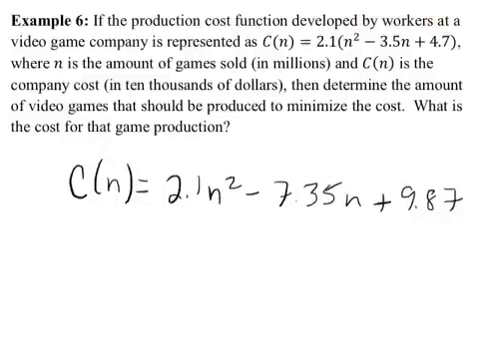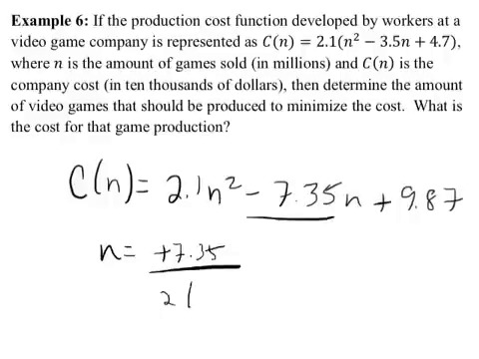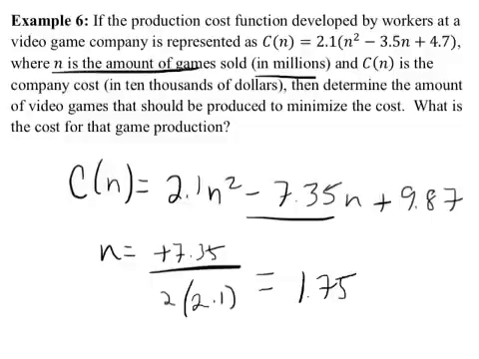So we go ahead and look for our axis of symmetry. n equals negative b over 2a. Negative b, so it's negative negative, which makes that a positive, over 2a. Let's fix that. We're going to end up getting an answer of 1.75. And remember, n is the amount of games sold in millions, so 1.75 million games are going to be sold.